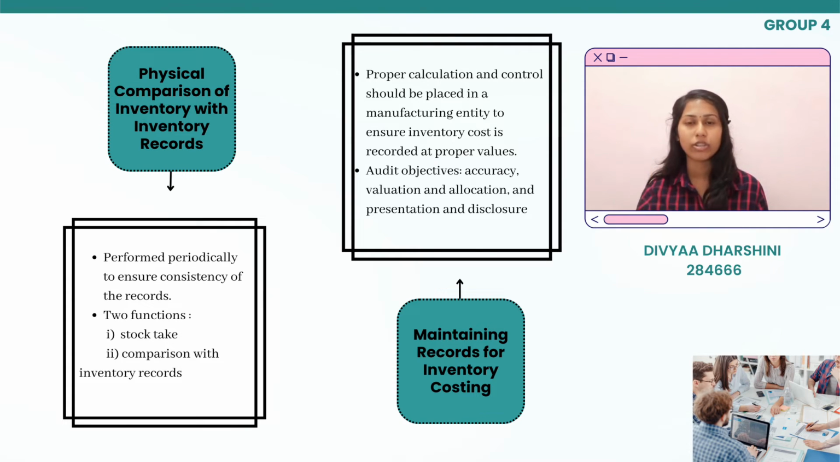There are 2 functions involved in the comparison, which are stock take and comparison with inventory records. Last but not least, maintaining records for inventory costing. Proper calculation and control should be placed in a manufacturing entity to ensure inventory cost is recorded at proper values. The entity should establish an accounting policy to record inventory costs consistent with the requirements of MFRS 102 of audit objectives.